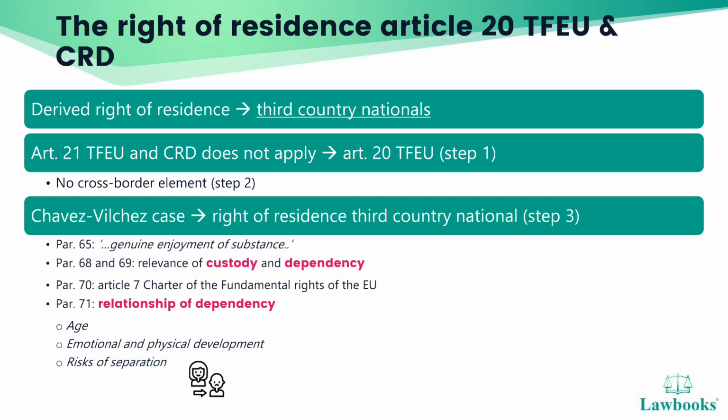We're going to look at different factors. We're going to look at age. We're going to look at emotional and physical development and the risk of separation. What would happen if we indeed take the mother away from the child? So is there another parent that maybe could take care of the custody? Is that a really weird step?